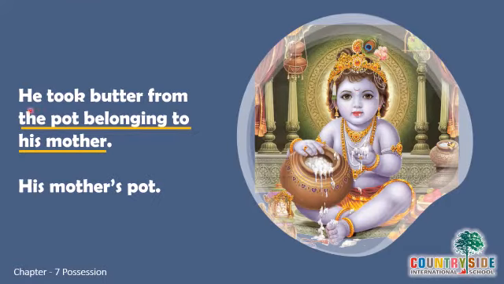The sentence is, he took butter from the pot belonging to his mother. This underlined part, we have to change it to show the possession. So how will you write the underlined one? What was it? It was the pot. And whose pot was it? His mother's pot. So how will we write in short? His mother's pot, apostrophe S.